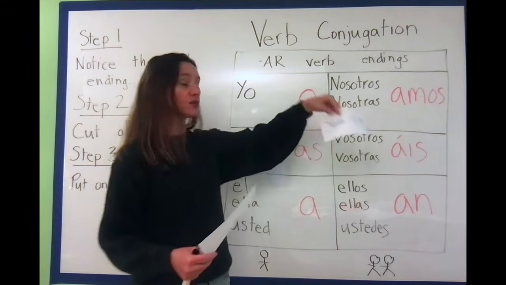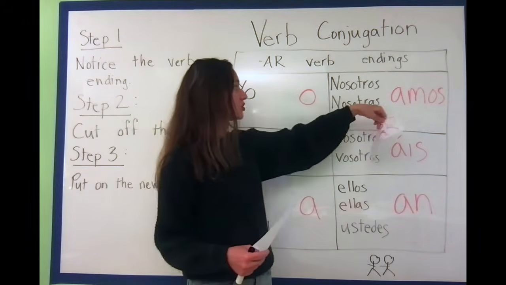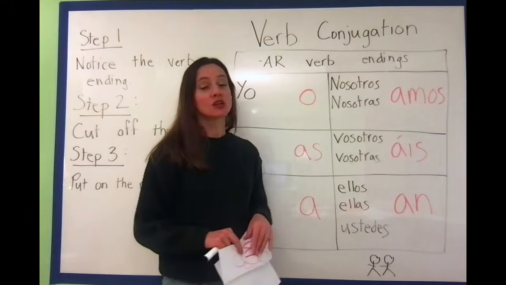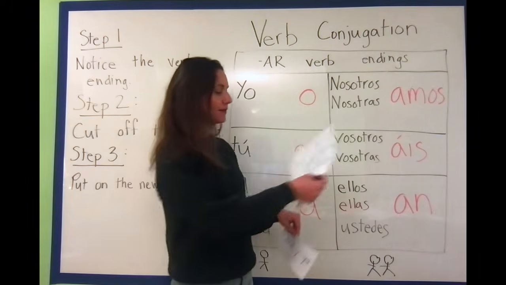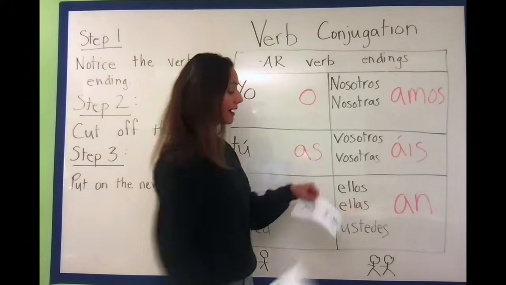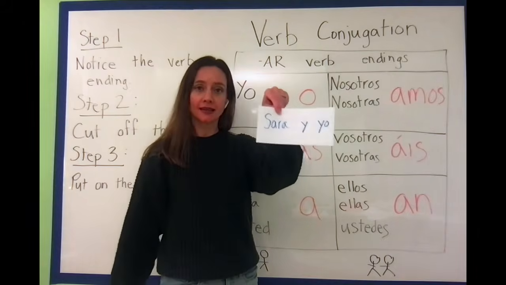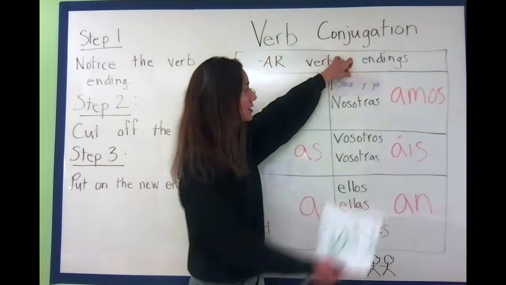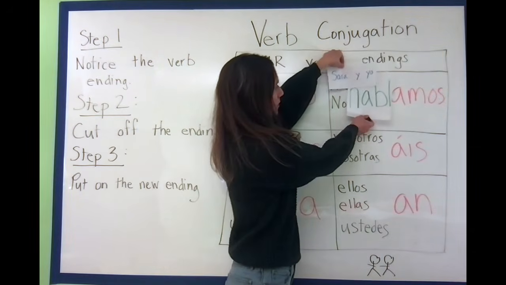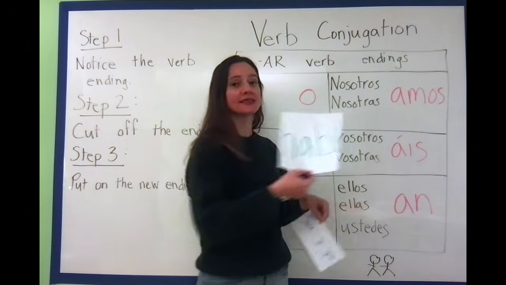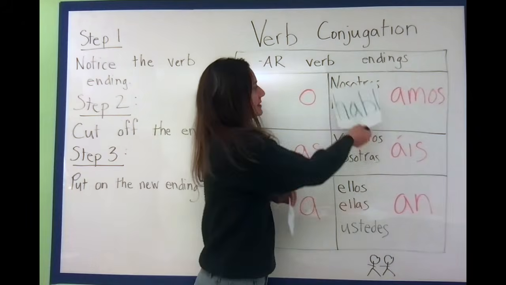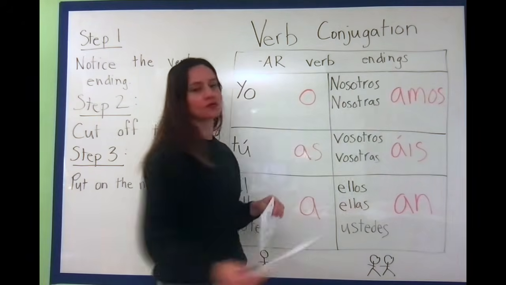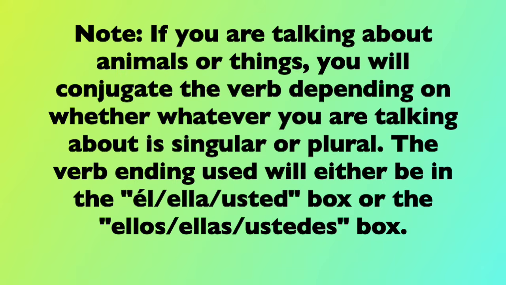Nosotros. Since we're both female, I would say nosotras. If I didn't want to say nosotras hablamos, I wanted to specify Sara y yo, well, Sara y yo would go in this box. So I could say Sara y yo hablamos. It's still going to be the same verb ending. Sara y yo hablamos.